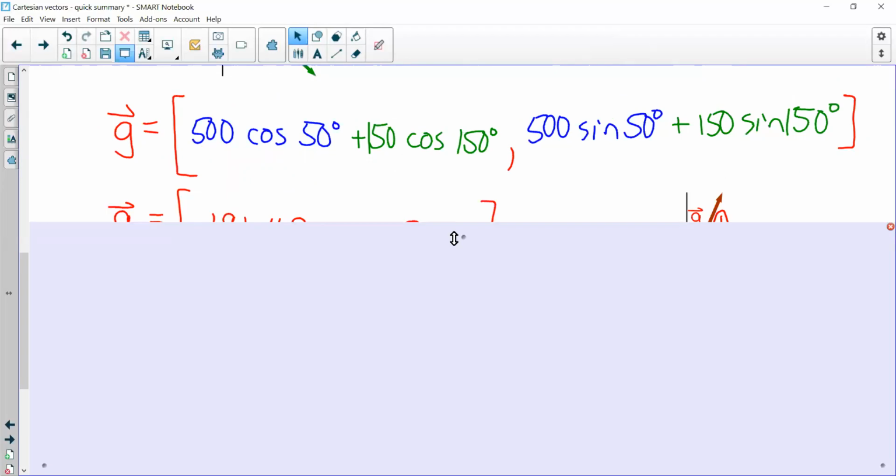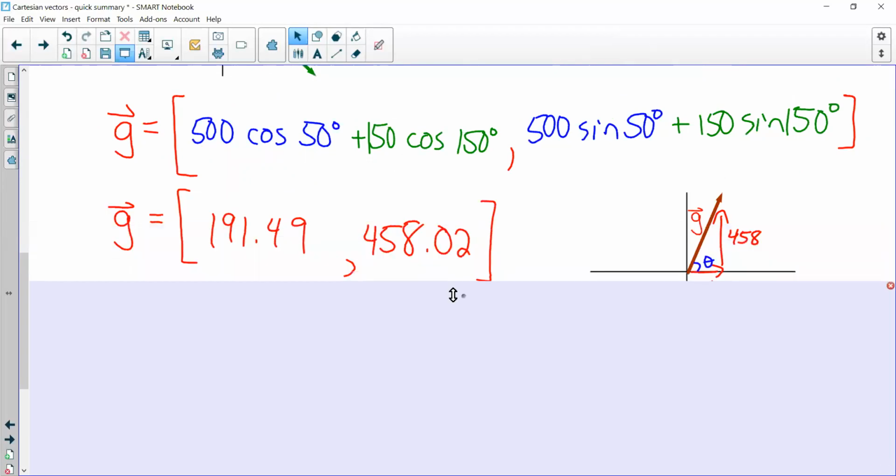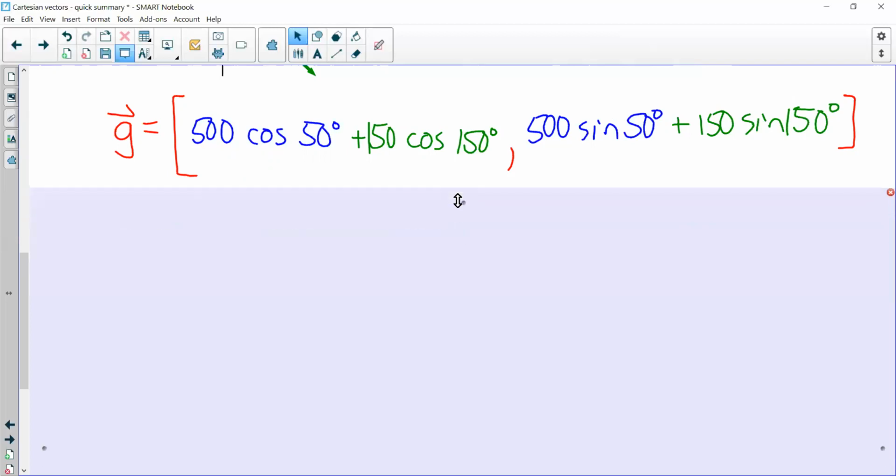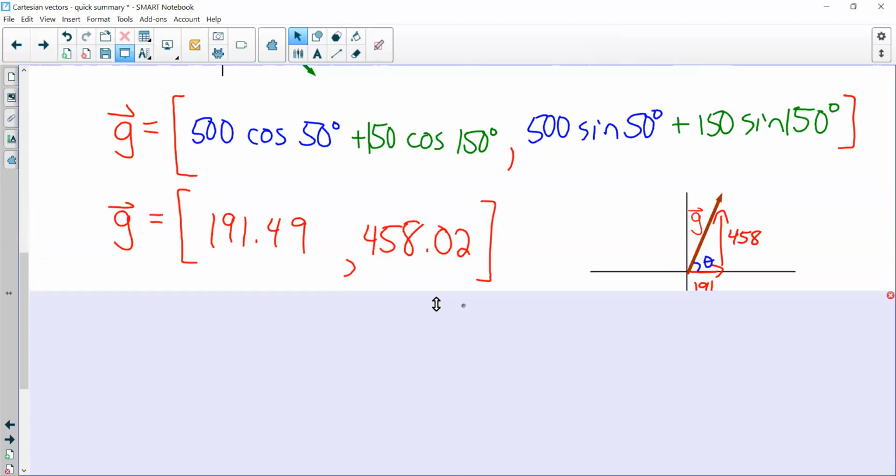So sometimes it'll take more writing and more organizing to deal with components than it would for using sine and cosine law, but this is completely up to you. Okay, now what you have to understand though is this component form gives you the components of the vectors. It doesn't give you the magnitude or the direction. You have to determine that yourself.